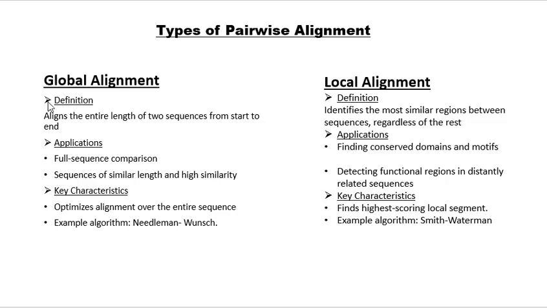What are the key characteristics of global alignment? It is an optimized alignment over the entire sequences. And local alignment finds the highest scoring local segment. In global alignment, the algorithm used is Needleman-Wunsch. In local alignment, Smith-Waterman is used.